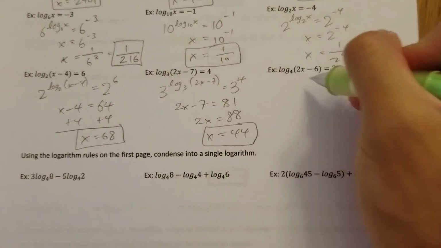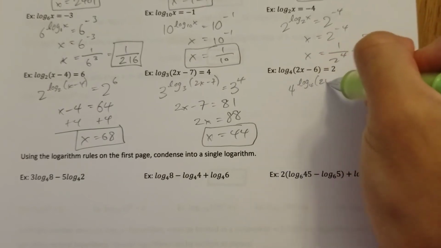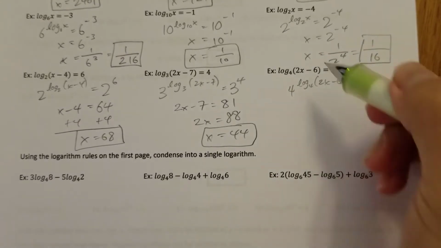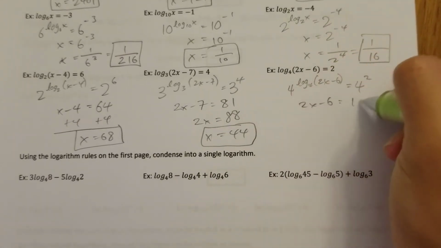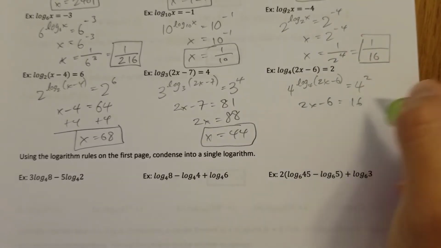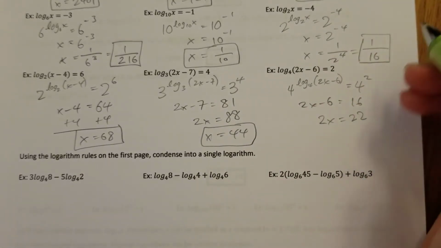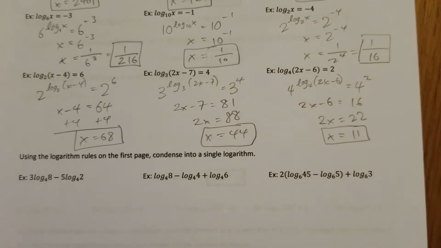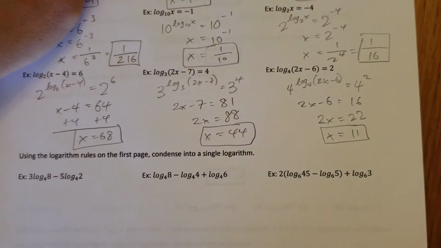Okay. This one. So same idea. Our base is 4. 4 raised to log base 4 of 2x minus 6 equals 4 squared. This part will cancel. We're left with 2x minus 6 equals 16. Add 6 to both sides. And then divide by 2. There we go.